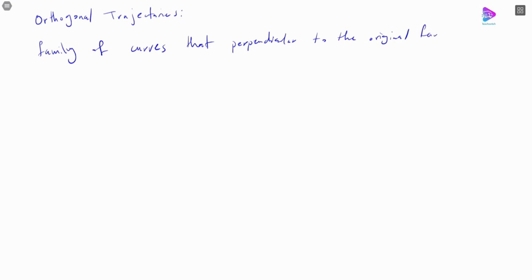Orthogonal trajectories. So, what are orthogonal trajectories? They are a family of curves that are perpendicular to the original family of curves. What do we mean by that?